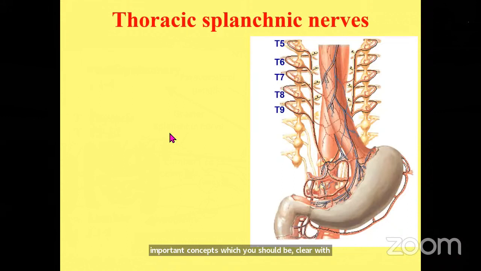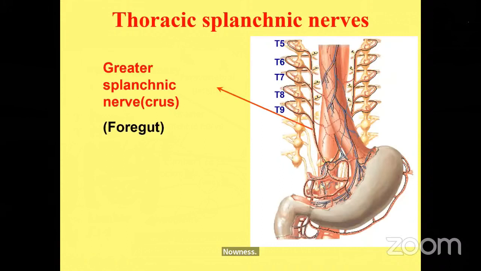So which are the splanchnic nerves which you call parasympathetic? Very good. Pelvic splanchnic nerves are parasympathetic, whereas thoracic and lumbar are sympathetic. Though you call them splanchnic, thoracic and lumbar are sympathetic, and pelvic splanchnic nerves are parasympathetic. That is again one important concept. So let's see the thoracic splanchnic nerves first. We have T5 to T9, known as greater splanchnic nerve. T5 to T9, you call it greater splanchnic nerve, which pierces the crus of the diaphragm, and their main area of supply is foregut.